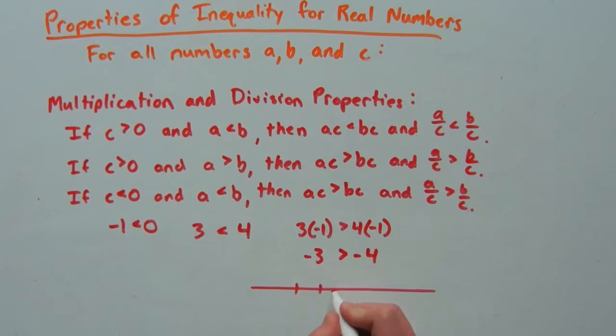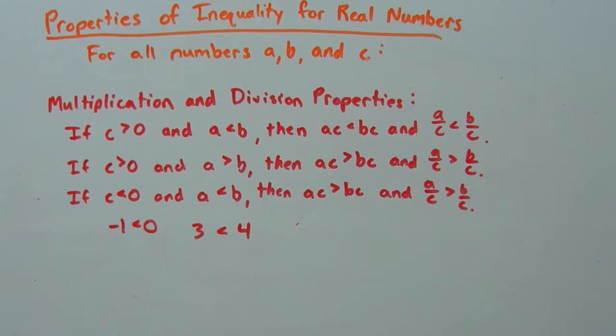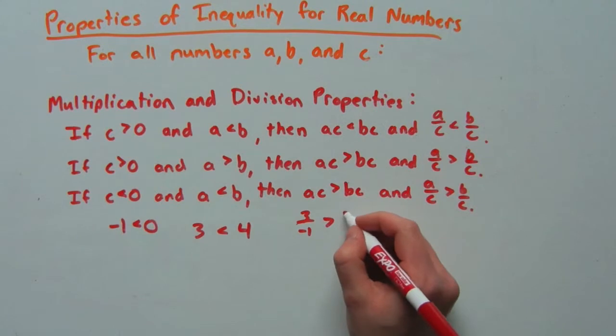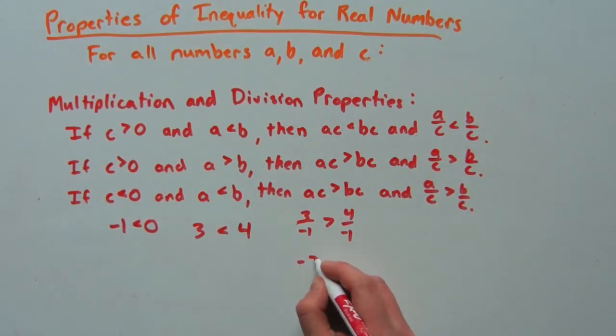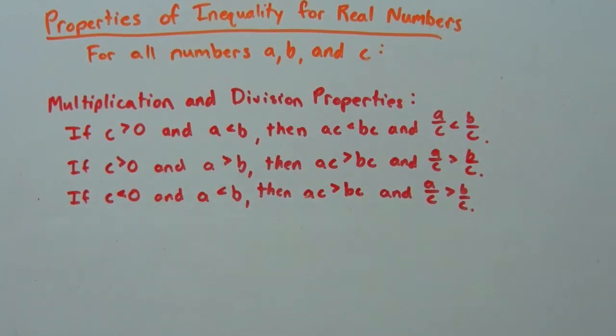Looking at a number line, we know that to be true. Here is negative 3, and negative 4 is less than negative 3. So negative 3 is greater than negative 4. And if we did division as well, 3 divided by negative 1 is greater than 4 divided by negative 1. Then we'll have negative 3 is greater than negative 4, which we just showed on the number line. Let's look at one more case.